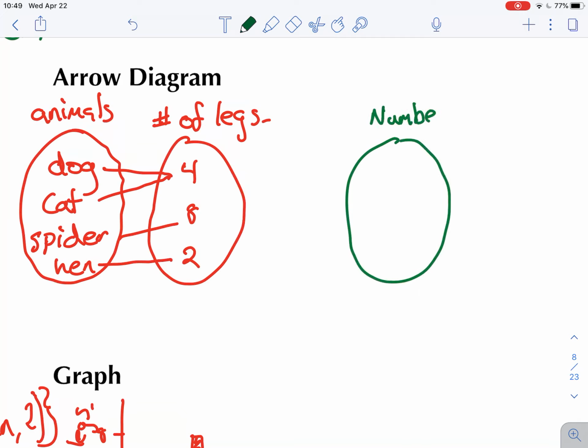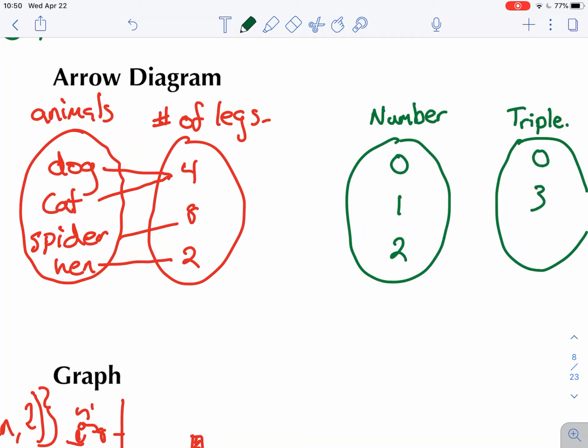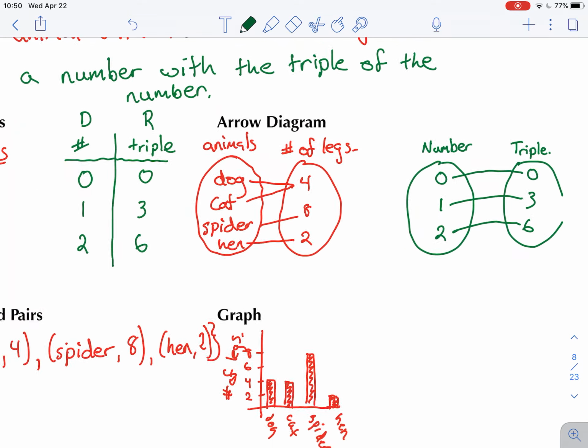Now we're going to do an arrow diagram for this. So here's our number. And then on this side, it's going to be the triple. 0, 1, 2, 0, 3, 6. 0 goes to 0. 1 goes to 3. 2 goes to 6.